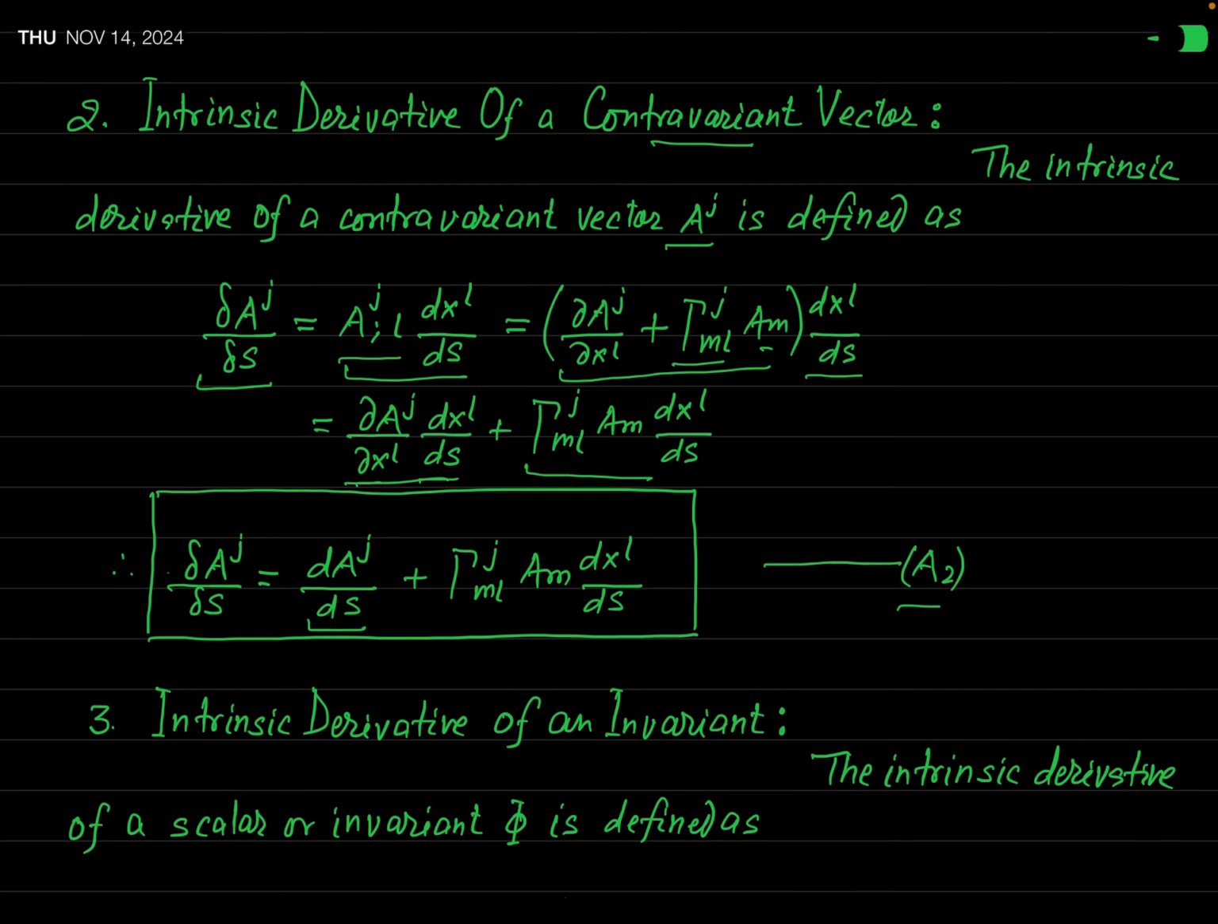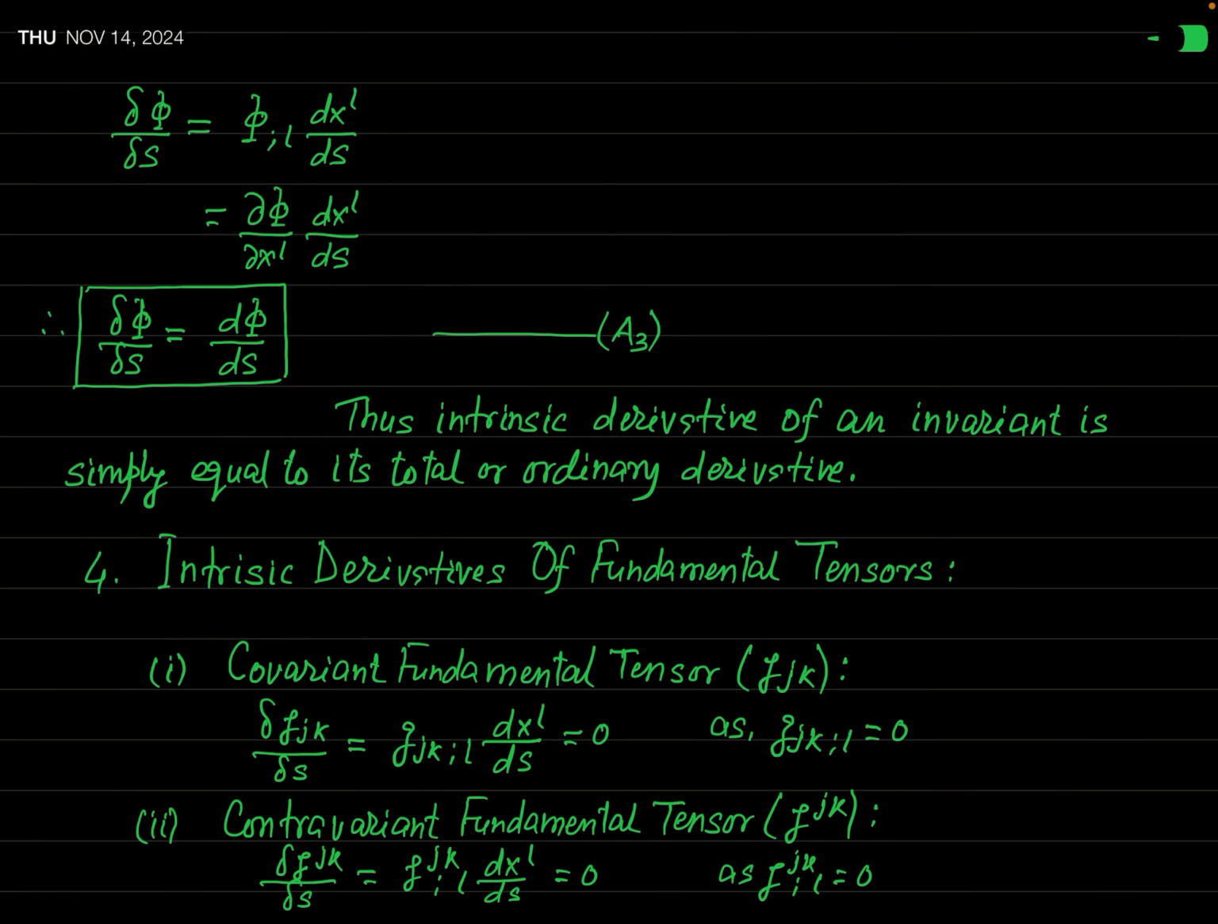Now we will see what will be the intrinsic derivative of an invariant. When you say invariant, that means a scalar. For this we consider that this phi is a scalar, and we have to define its intrinsic derivative with respect to S. Symbolically this will be written as delta phi by delta S. From the definition of intrinsic derivative, this will be equal to the covariant derivative of phi with respect to XL times dXL by ds.